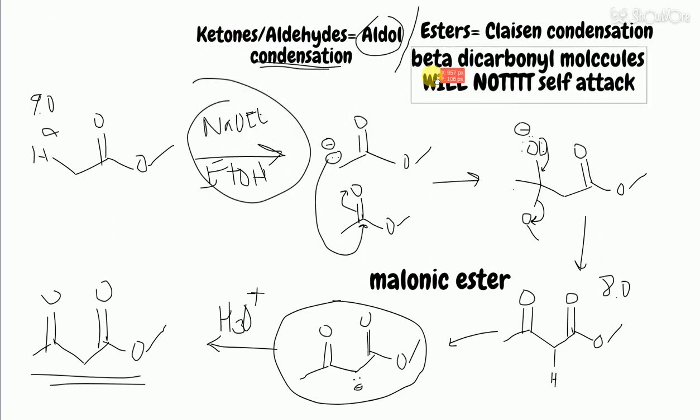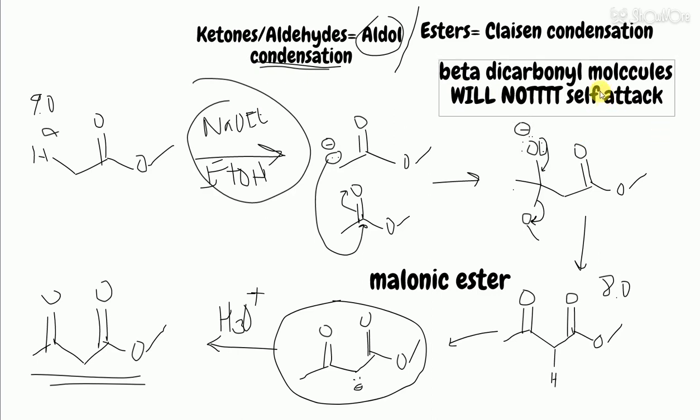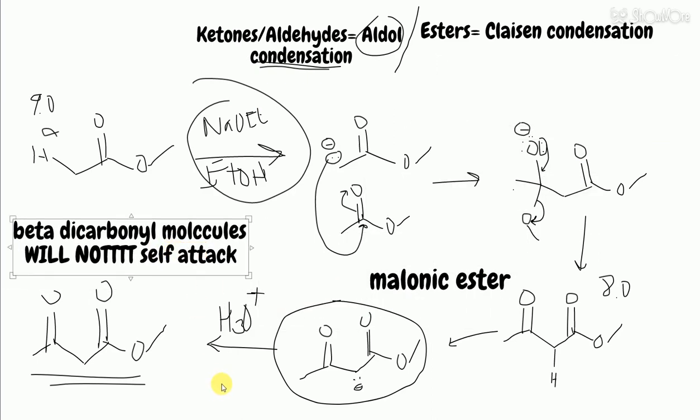Okay, so I'm just going to drag this over here. All right, beta-dicarbonyl molecules will not self-attack. Right? So they will not self-attack each other. And so they will not do this whole Claisen or Aldol-like condensation. They will just attack whatever electrophile is present in the reaction. Okay? So that's just something very important to know.